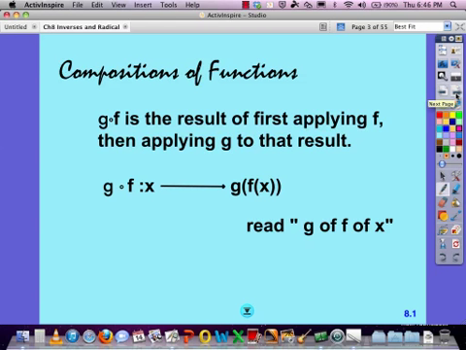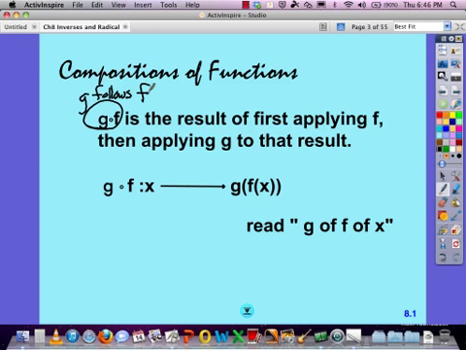Compositions of functions. F little circle g is the symbol, and it's the result of first applying f, then applying g to that result. When we read that little combination, g little circle f, it's g follows f. So it's telling you the order in which you want to perform this combination.